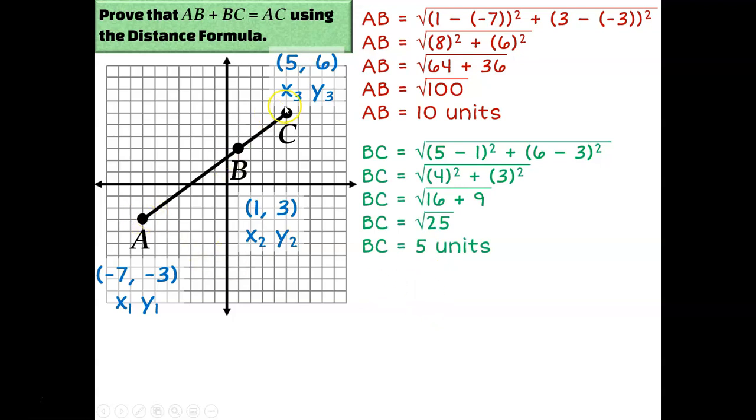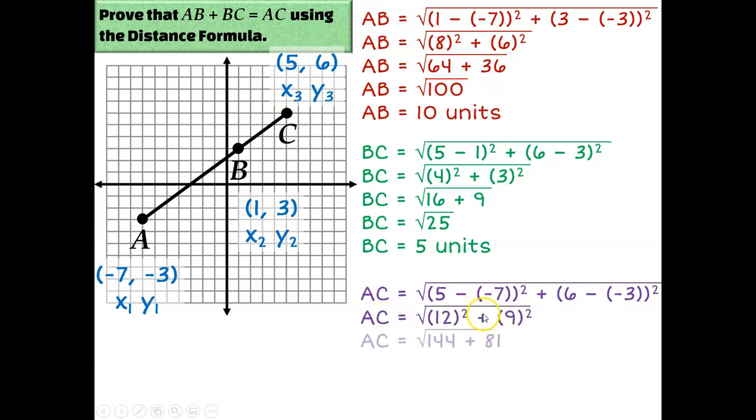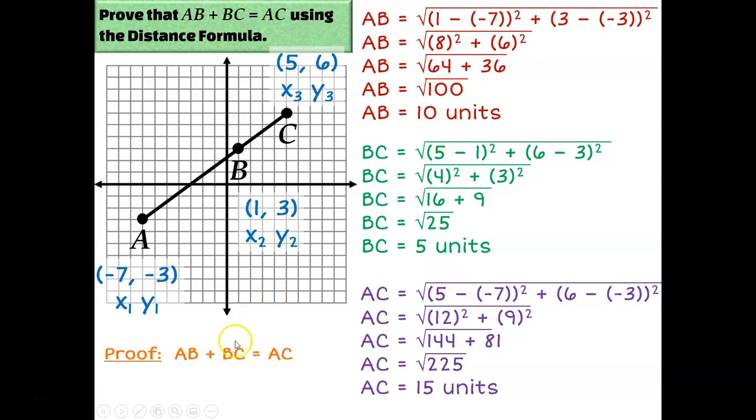The last thing we need to calculate is the length of AC, so I'll be using x1, y1, and x3, y3. Which will look like this. Then I'll simplify, and I get that AC is 15 units long. The last thing I need to do in order to actually prove that the segment addition postulate works is plug each of these answers into the segment addition postulate and verify. So here we go. AB is 10, BC is 5, and AC is 15. And is 10 plus 5 equal to 15? Yep, it sure is. So we have successfully proven the segment addition postulate using the distance formula.